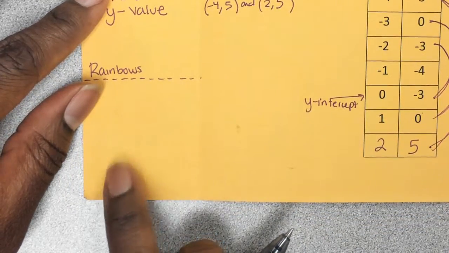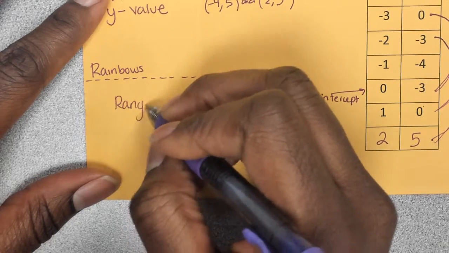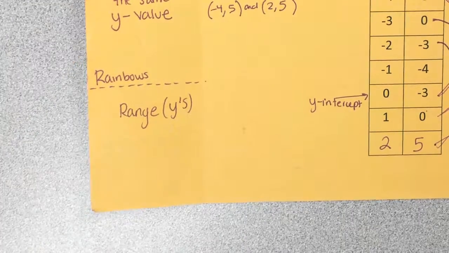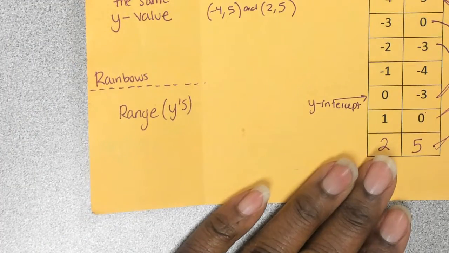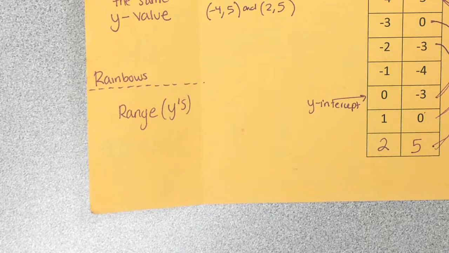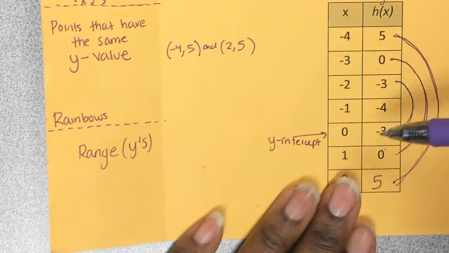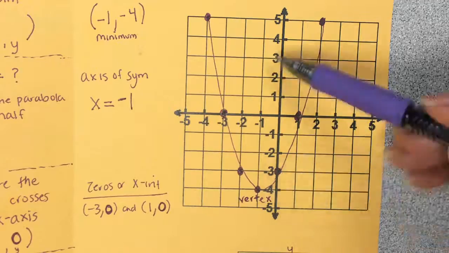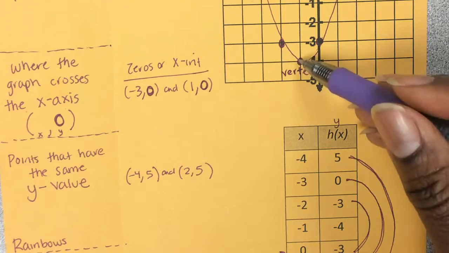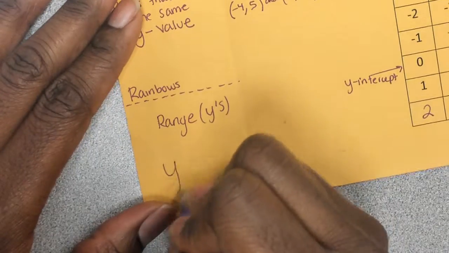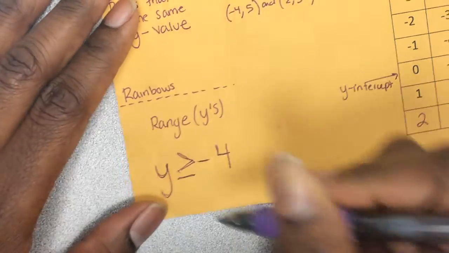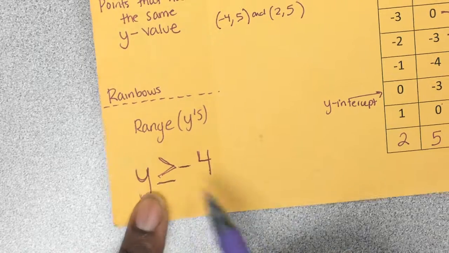And last box, range. The range is talking about what? X's or Y's? Okay, good. The range is asking about the Y's. Your Y's don't go lower than what? What is the lowest Y value? Look at the Y-axis. It doesn't go lower than the vertex, so -4. That means the graph is everything that's what? Would it be less than -4 or greater than -4? Y is everything that's greater than or equal to -4, because that graph is everything that's greater than or exactly equal to -4.